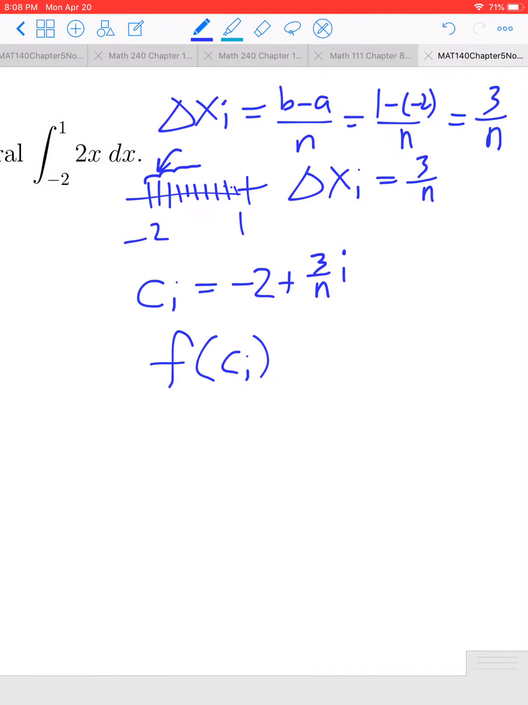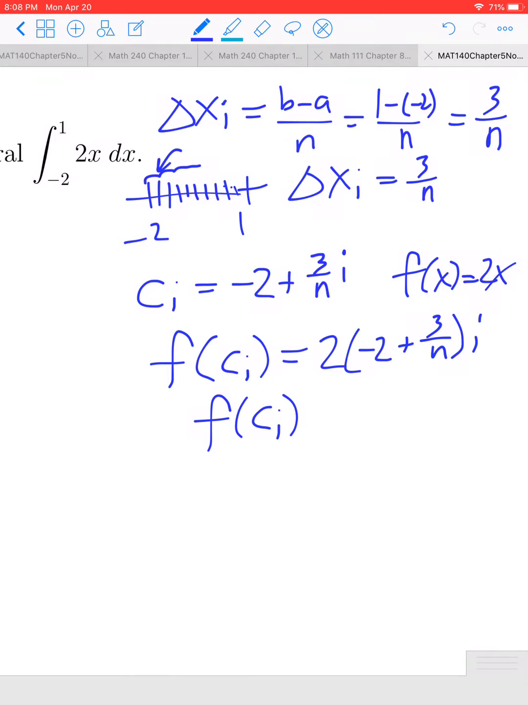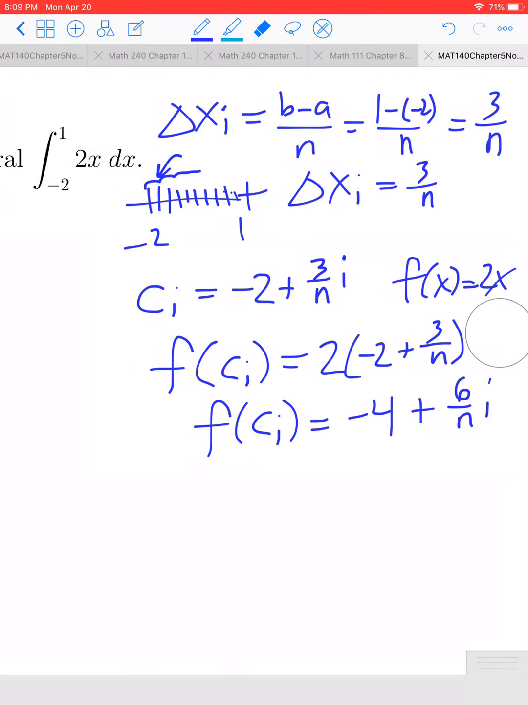I'm going to plug it into the function f of c_i. Remember, f of x is 2x. So this is going to be 2 times negative 2 plus 3 over n i. f of c_i is negative 4 plus 6 over n i. And I think I wrote this parenthesis a little bit too early. There we go. That looks better.